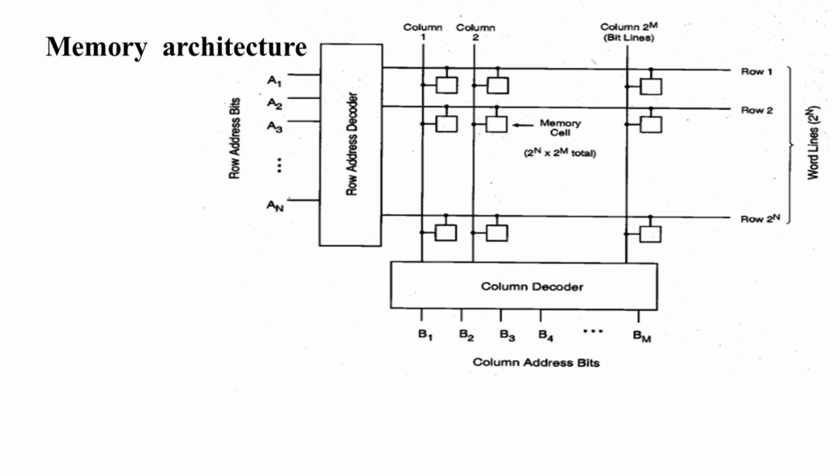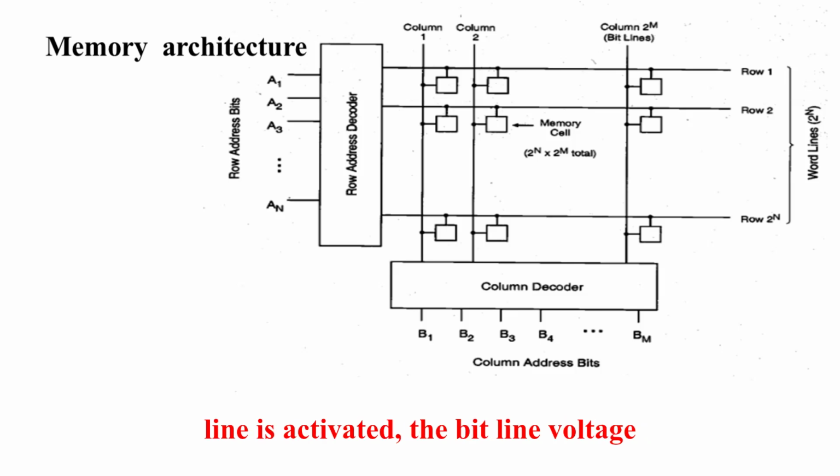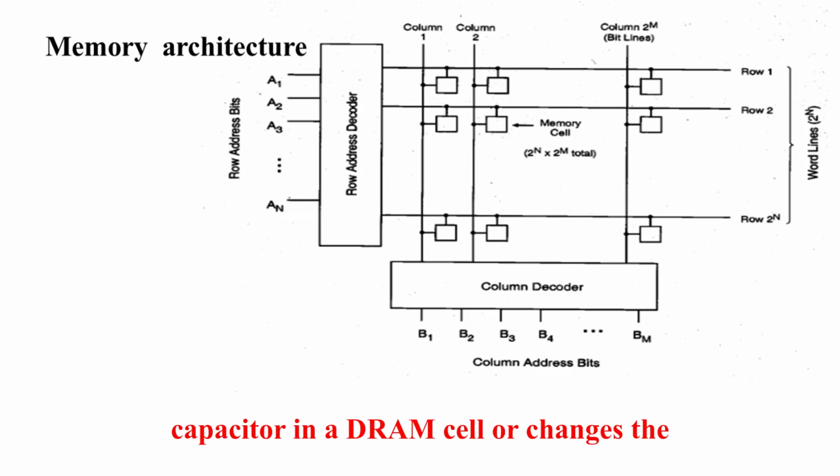In cell access for write operation, the bit line carries the data, either data 1 or data 0, that needs to be written. And when the word line is activated, the bit line voltage either charges or discharges the capacitor in a DRAM cell or changes the state of the latch in an SRAM cell, thus storing the desired value.